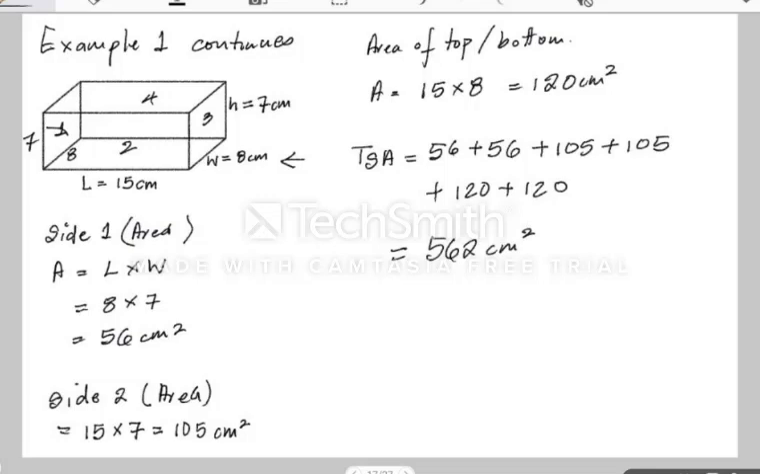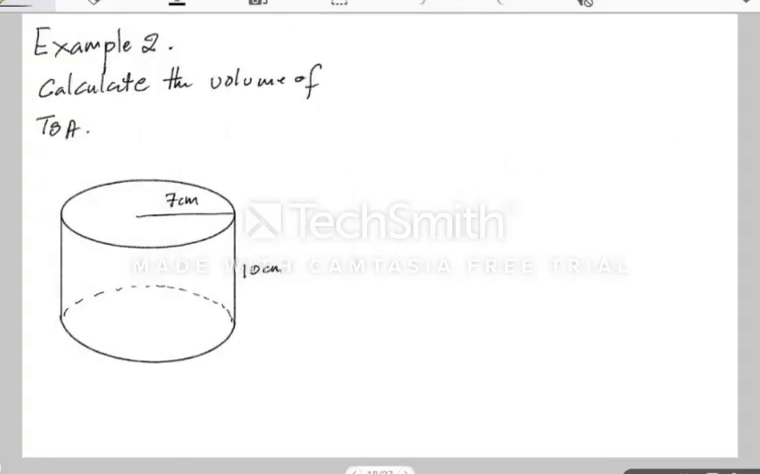So this approach is a more intuitive approach. In this approach, what I did is I found the area of all 6 surfaces and added them together to get the total surface area. All right. Here we're going to do the same thing for a cylinder.